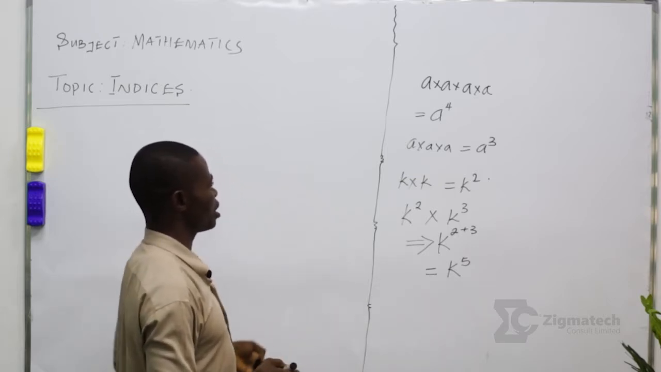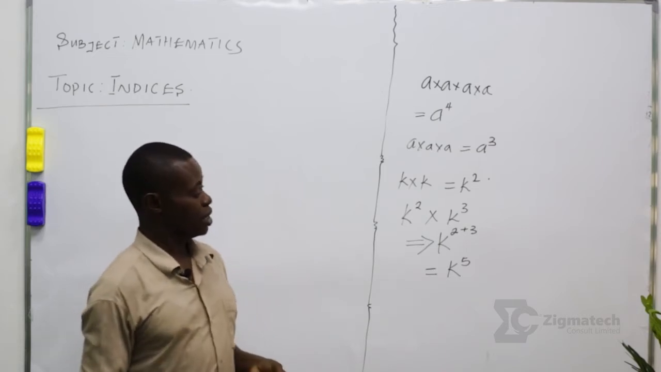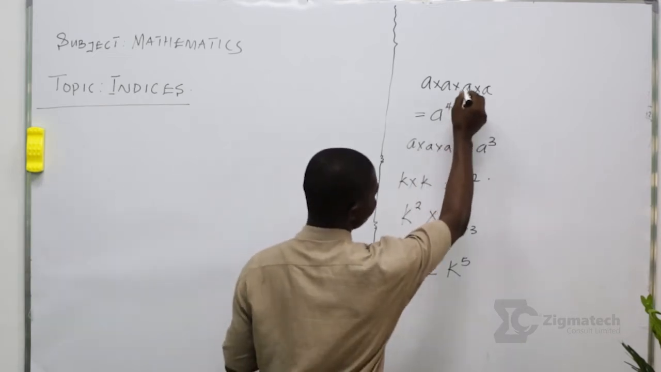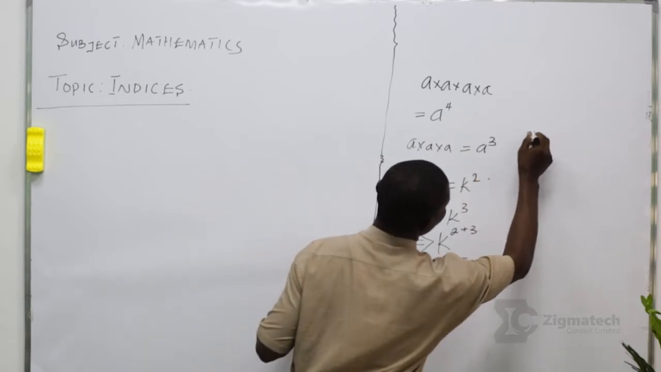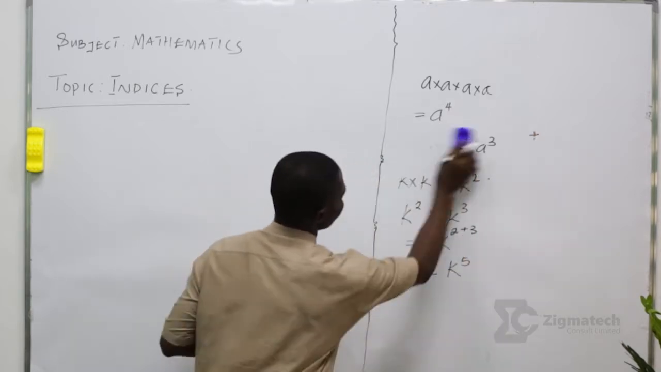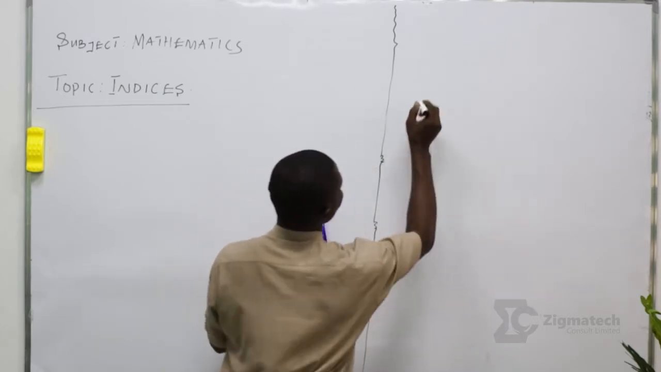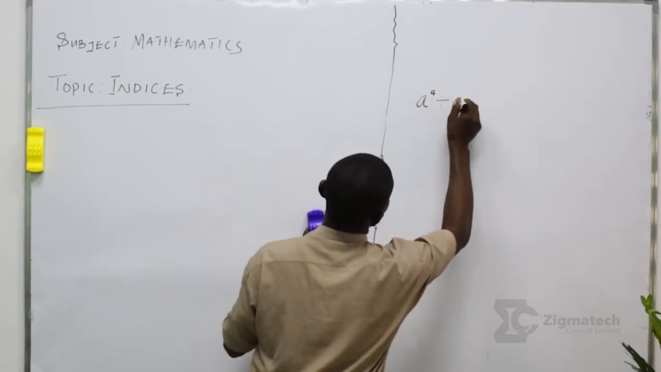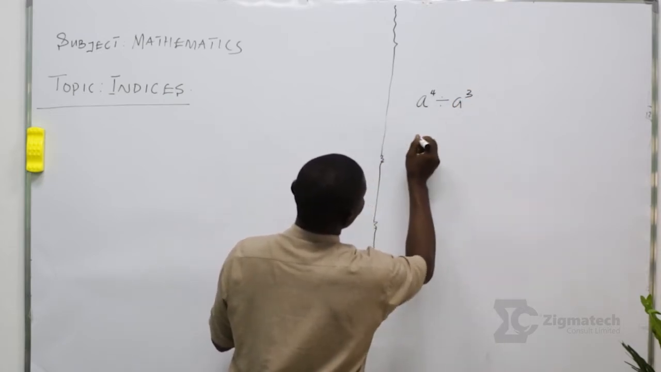The next law is the division law. In that division law, since multiplication means plus, division will mean minus. Division law. a raised to the power 4 divided by a raised to the power 3. The bases are similar. You choose one.